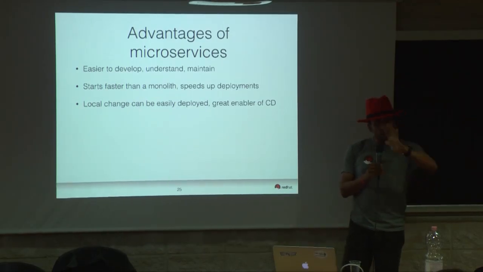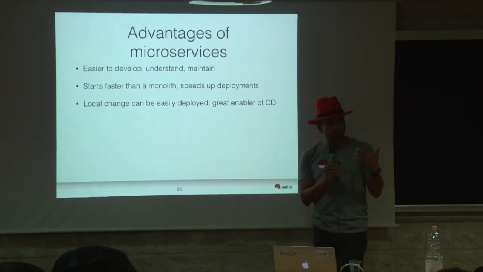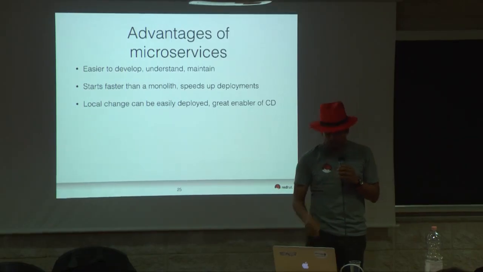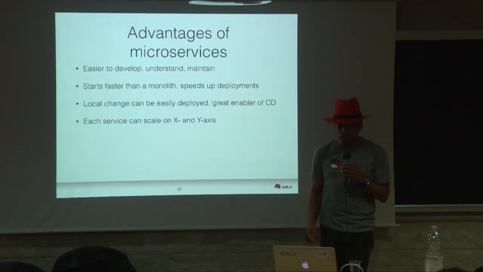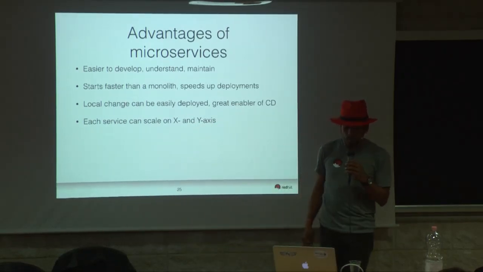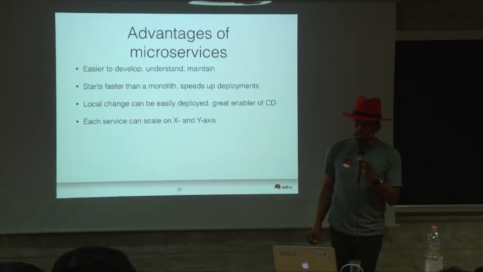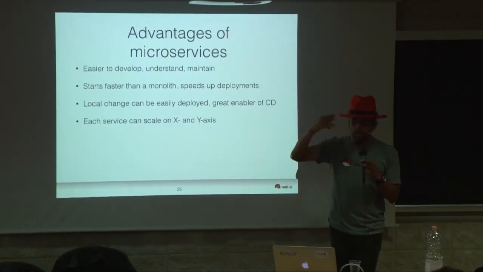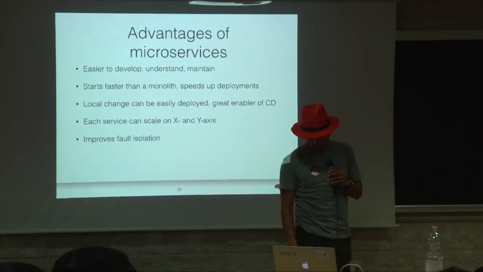We are not going into the concepts of continuous deployment, but this is definitely a great enabler for how continuous deployment can be done if you're doing a microservice-based architecture. Each service can scale on the x-axis, and this should be z-axis because y-axis is functional decomposition. That's a typo here. So each service can scale on the x-axis, which means you run multiple instances of the container in your environment, or the z-axis, which says, you know what, now I'm going to do sharding. So each service is independent of that.